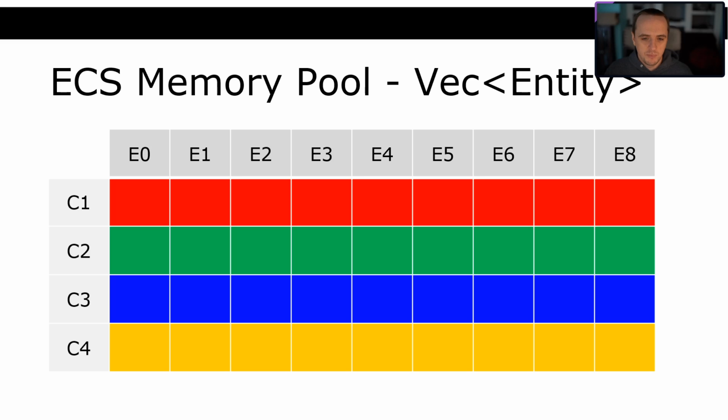So again, the important thing to realize here is that every entity, this is a vector. So you can think of the first row here. This is the vector of entities. And each column is the contiguous data of the memory.